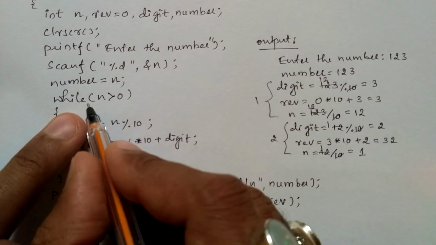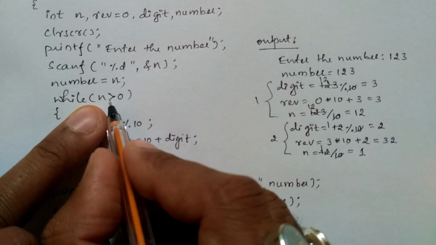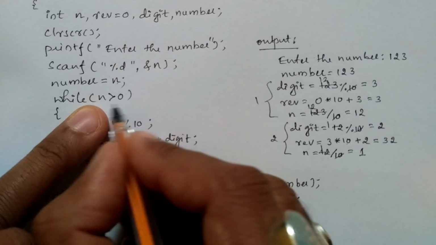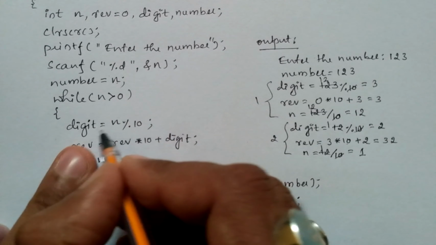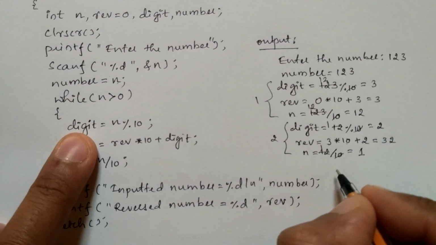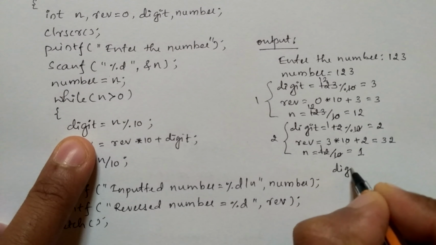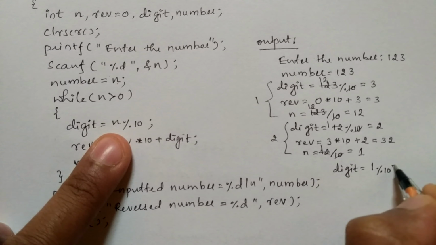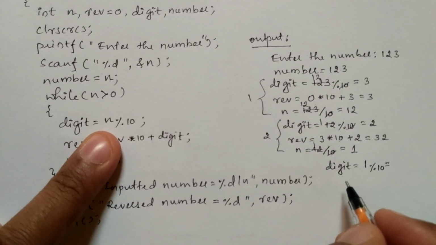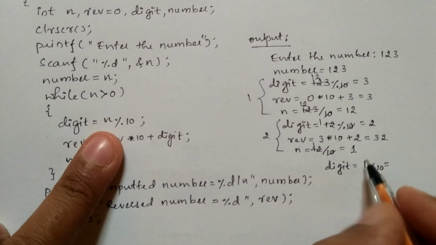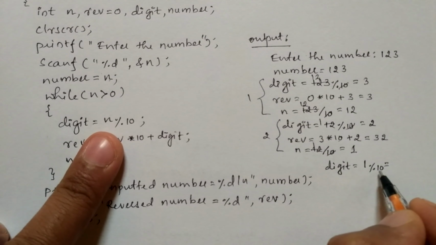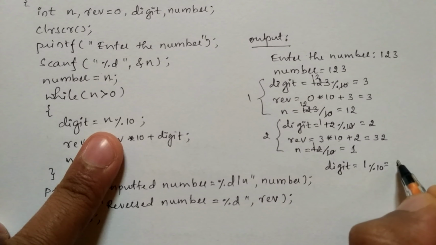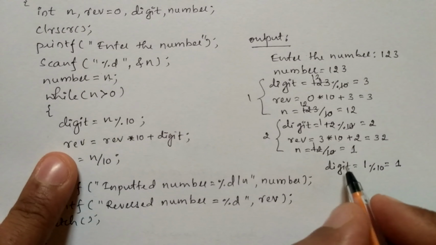Again control transfers to the while loop to check whether n is greater than 0 or not. Here 1 is greater than 0. The condition is once again true. Once it is true, these three statements will get executed once again. Here digit is equal to, n is 1, modular division by 10. So as per the basic rule of mathematics, if the numerator is less than the denominator, then the numerator acts as a remainder. Here 1 will be the remainder and the quotient will be 0.